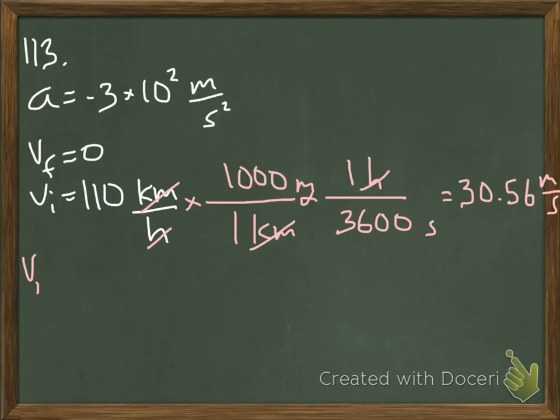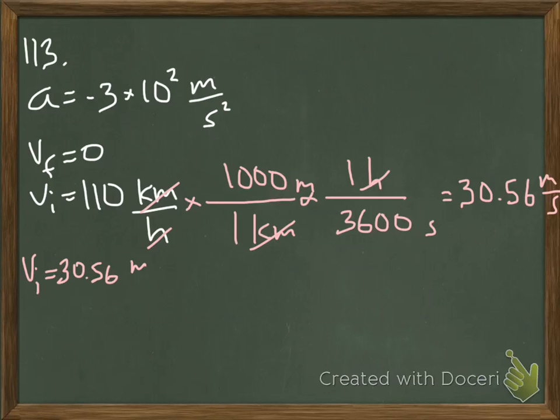To go from kilometers to meters, you need to multiply by 1000. To go from hours to seconds, you need to divide by 3600, because there are 3600 seconds in 1 hour. I like to do these conversions in one fell swoop, all one calculation. And now we have our velocity in meters per second, which is about 30.56. I'm keeping a couple extra digits here just for the sake of precision.